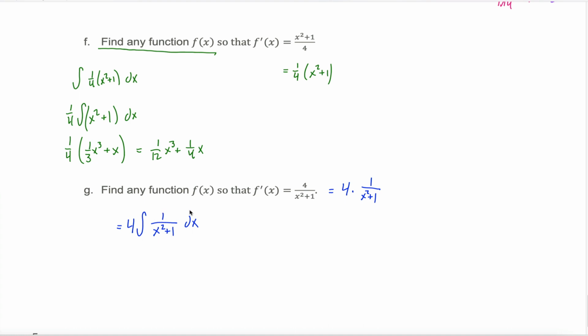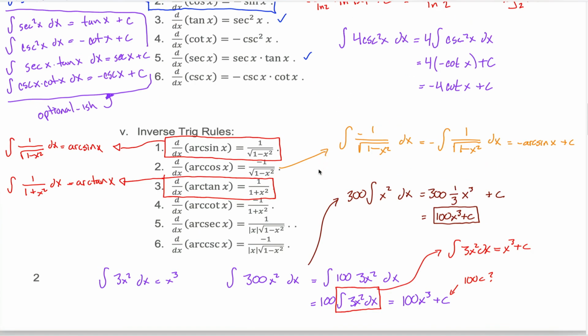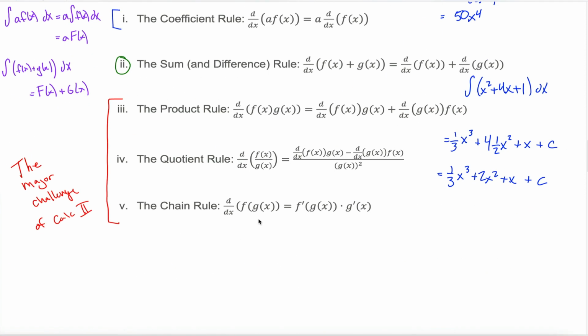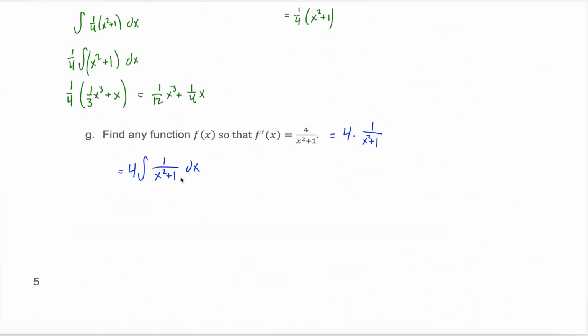1 over x squared plus 1 is an answer that maybe you remember from derivatives. It's one of those tricky ones that you're supposed to recognize. It's the derivative of arctangent of x. 1 over 1 plus x squared is the exact same as 1 over x squared plus 1. So since the derivative of arctangent of x is 1 over 1 plus x squared, which is equal to 1 over x squared plus 1, the antiderivative of either of these is arctangent of x. Our answer is just 4 times the arctangent of x.